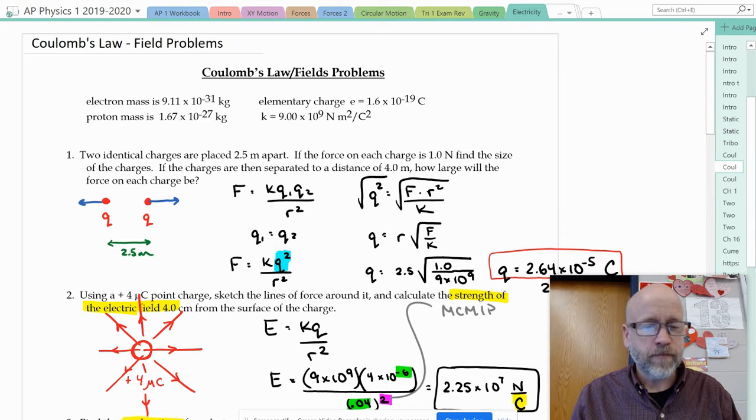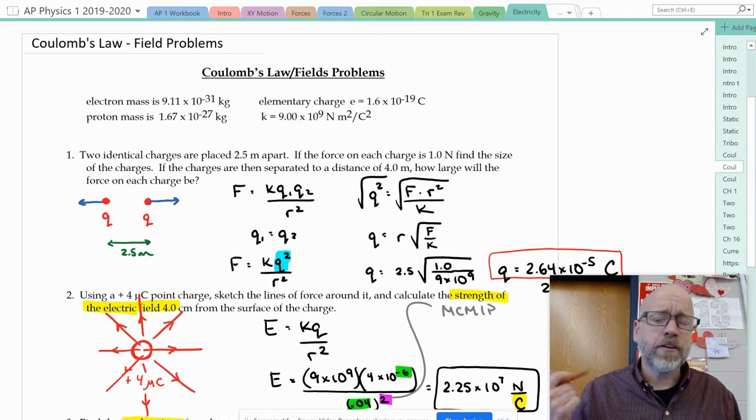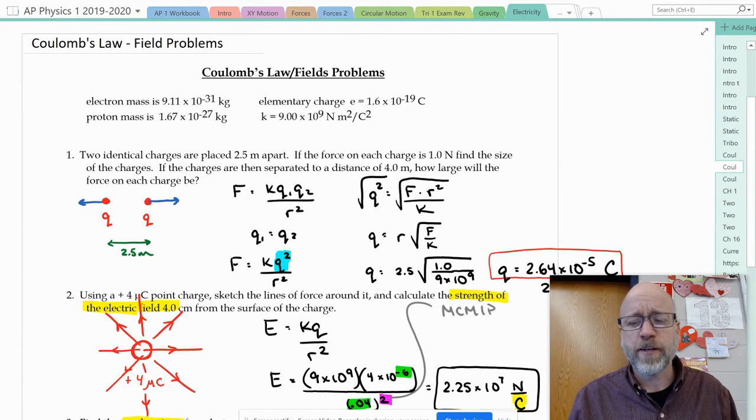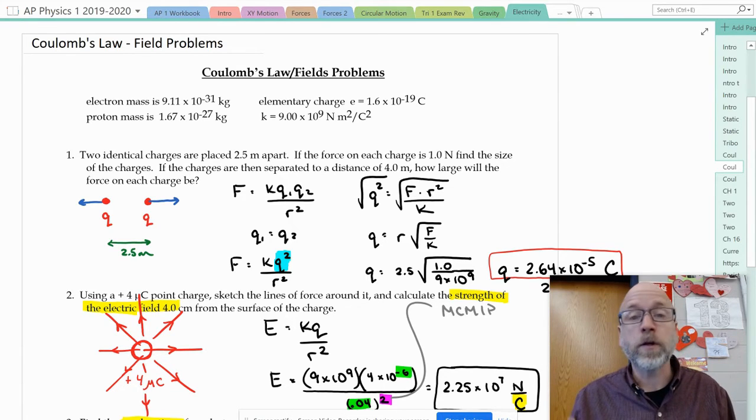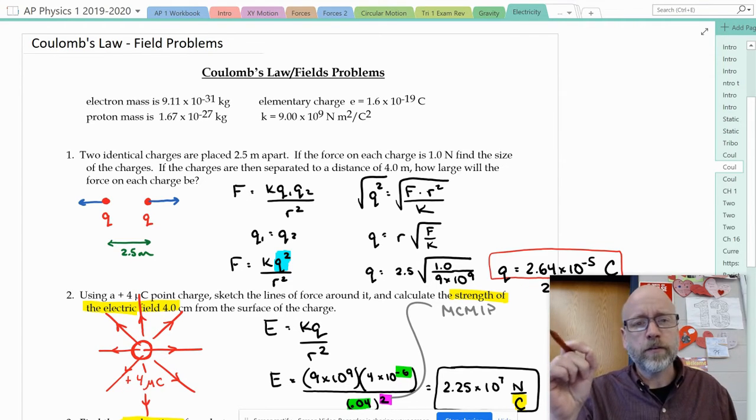Hey everybody. So today I wanted to go through number 5 on the Coulomb's law of field problems worksheet. A number of people are going to be out today due to various AP tests, and I wanted to make sure that you saw this. It's a great opportunity to look at vector addition and the fact that when we look at electric fields, we have to take into account all of the electric fields acting on a certain point in space.